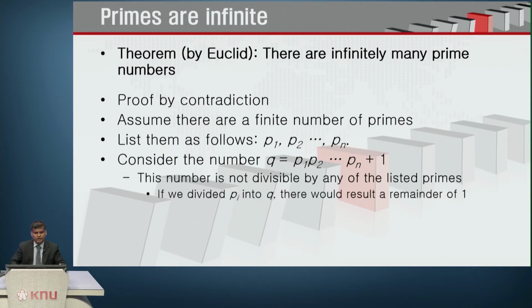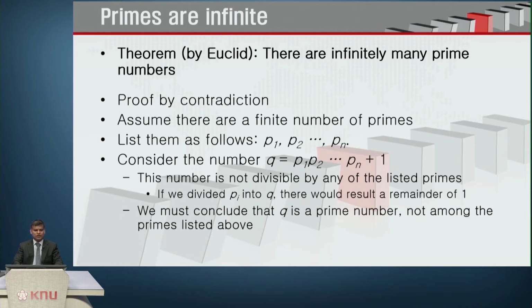So we have these two parts. This number is not divisible by any of the listed primes. So if we divide P_i into Q, that would result in a remainder of 1. In other words, we were not able to divide this number Q. So we must conclude that Q is a prime number, not among the primes listed above.